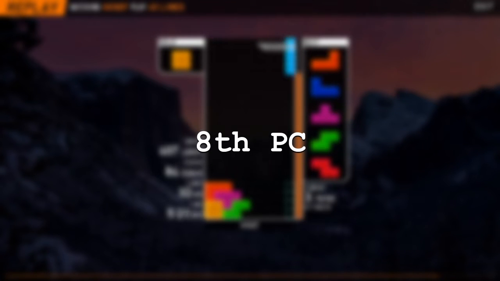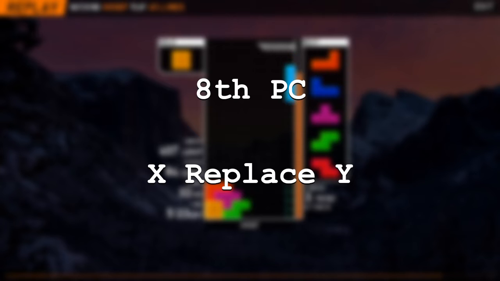It is when one piece X replaces another piece Y in a new bag. We say this is X replaced Y, usually denoted as X greater than Y. For example, this 7th PC is usually solved like this, that uses all 7 pieces in its own bag.